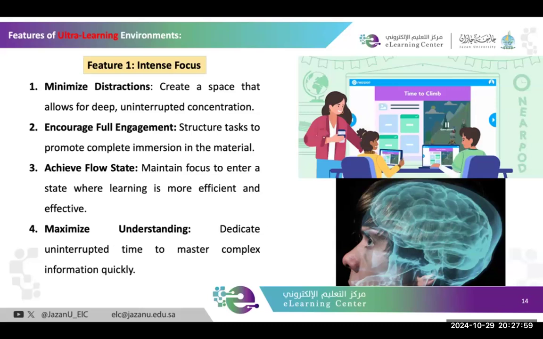The third feature of ultra learning is immediate feedback. Feedback is crucial for learning because it tells us how well we are doing and where we need to improve. In an ultra learning environment, the focus is on receiving feedback as quickly as possible, so you can adjust and improve your performance in real time. The faster you get feedback, the faster you can correct mistakes and refine your understanding or skill.